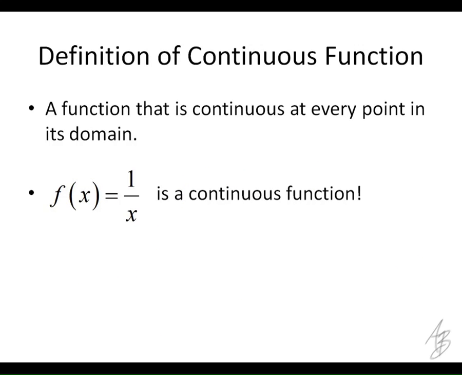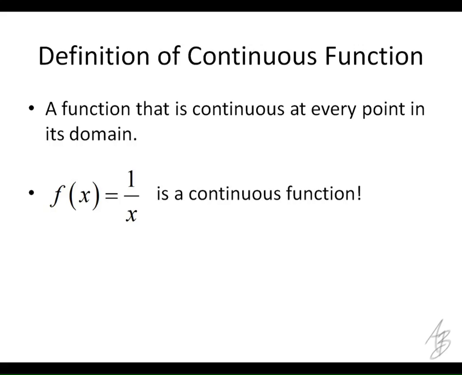Okay, I think this is kind of an interesting definition. The definition of a continuous function, so we're not talking about continuity at a point, but just a continuous function, is a function that's continuous at every point in its domain. And strangely, this definition includes functions like f of x equals 1 over x. 1 over x is a continuous function.